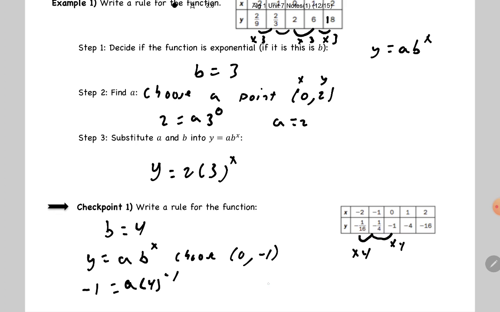So from a few sections ago, we figured out that 4 to the -1 is 1/4, so -1 equals 1/4 times a. So a is being multiplied by a fourth, so we're going to divide both sides by a fourth, and we'll get a equals -4. So my equation is y equals -4 times 4 to the x.